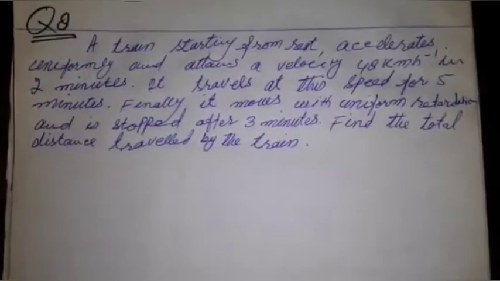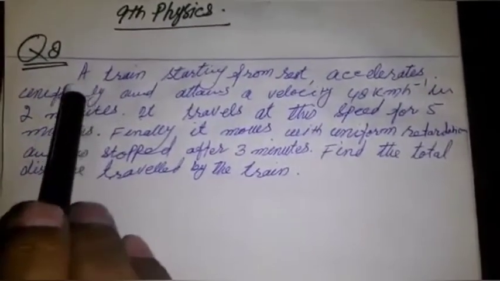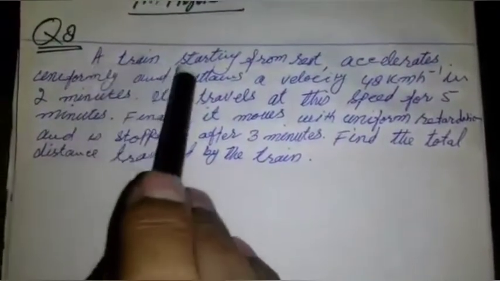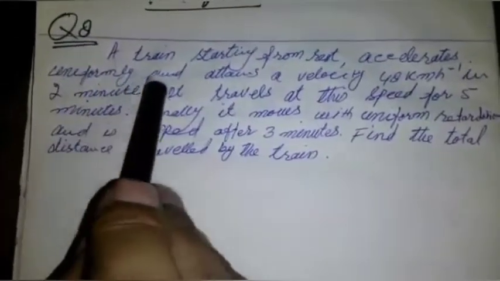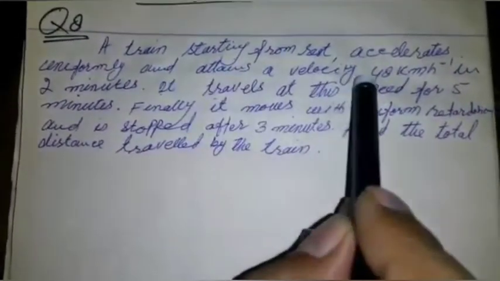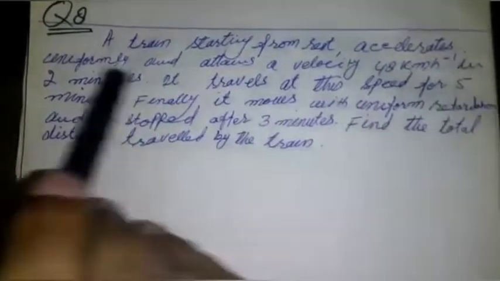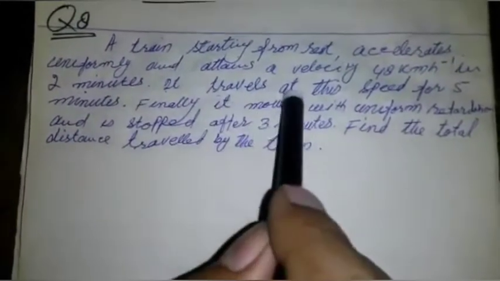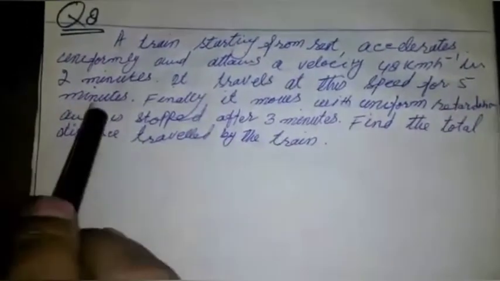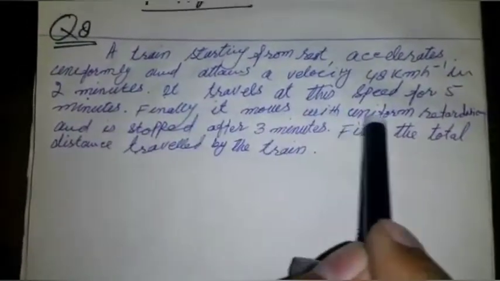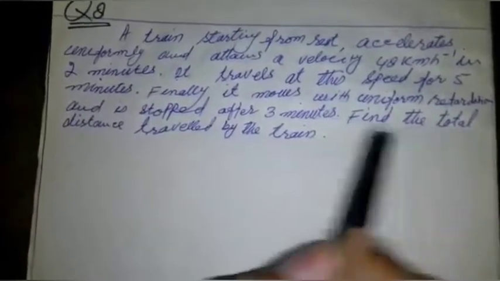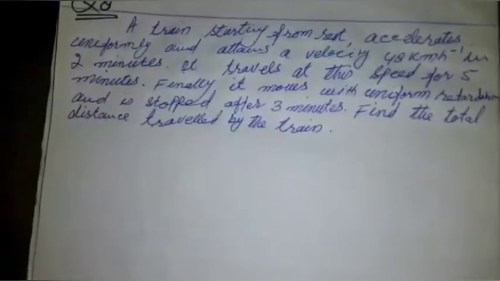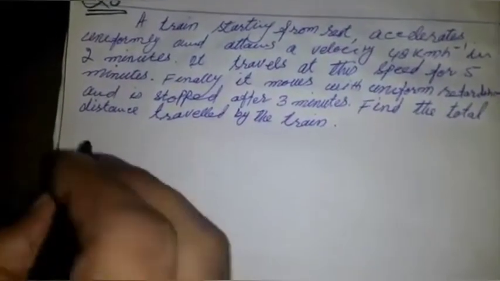Today we are going to solve a word problem or a numerical from 9th physics. The statement is given as: a train starting from rest accelerates uniformly and attains a velocity 48 km per hour in 2 minutes. It travels at this speed for 5 minutes. Finally, it moves with uniform retardation and is stopped after 3 minutes. Find the total distance traveled by the train. Let's solve this.